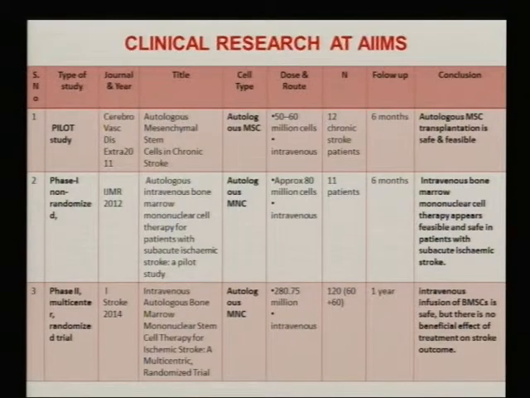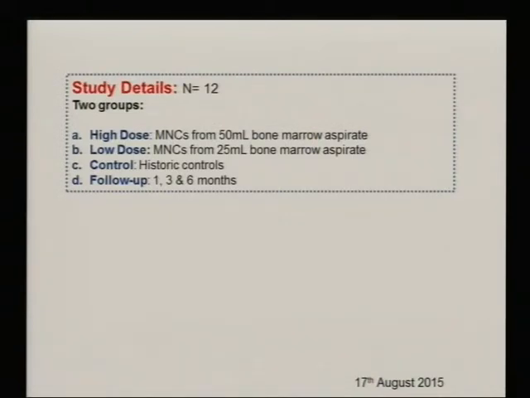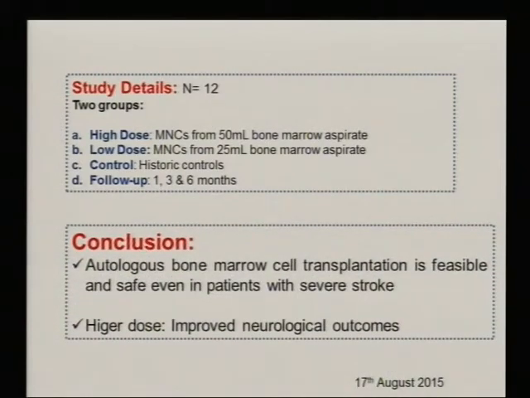This was the largest study which we did as a randomized controlled trial. But recently, I think last month, there was one paper in Stem Cells and Development which says they have also used autologous bone marrow mononuclear cells in these patients. They have taken 12 patients, six in each group, high versus low dose. This is very important. They took histologic controls and the evaluation was at 1, 3, and 6 months. The conclusion is that autologous bone marrow stem cells are feasible and safe, and at a higher dose, they showed much improvement. That means we need to work on the dosage and the route of injection, which I'm not touching right now.